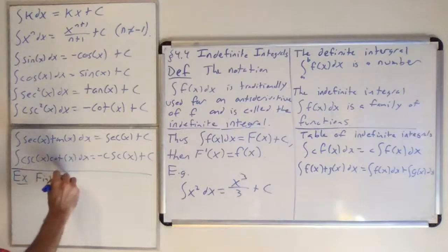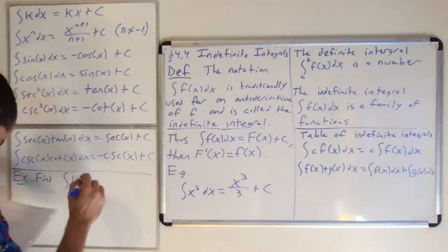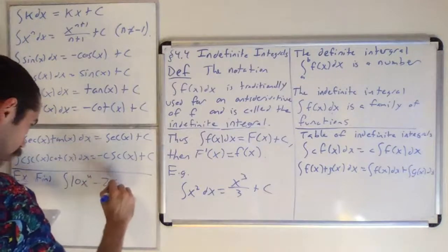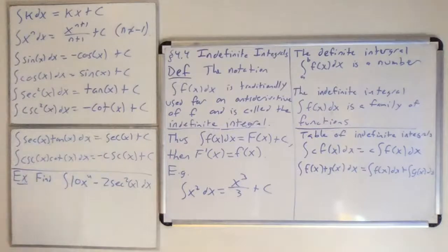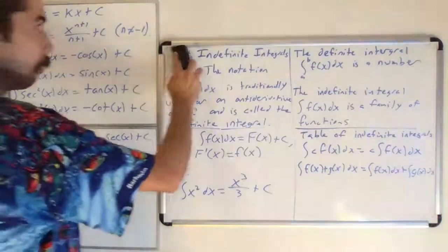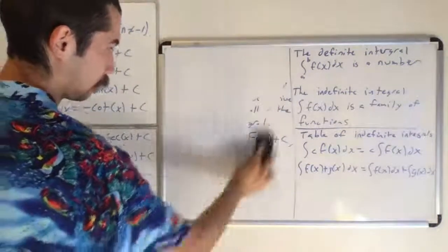So find the integral of 10x to the fourth minus 2 secant squared x dx. Okay, and I'll write out the next one in case you could go through that first one quickly.